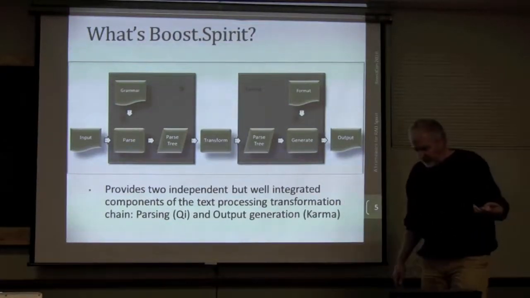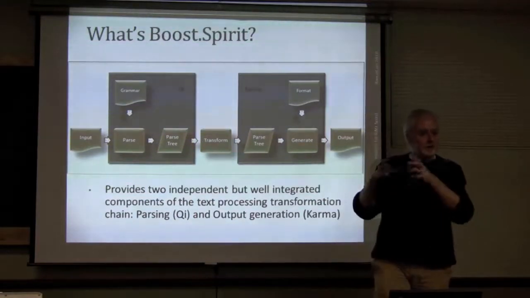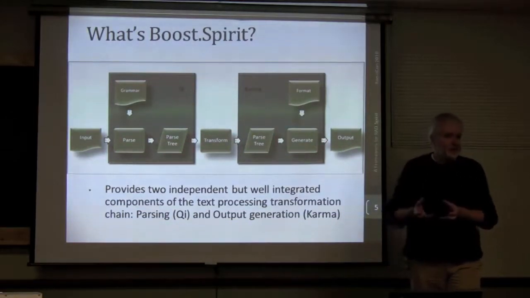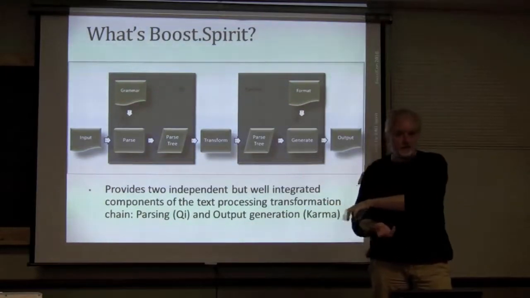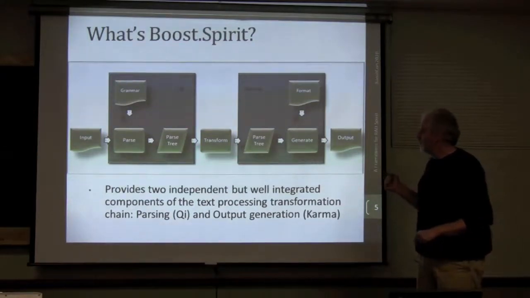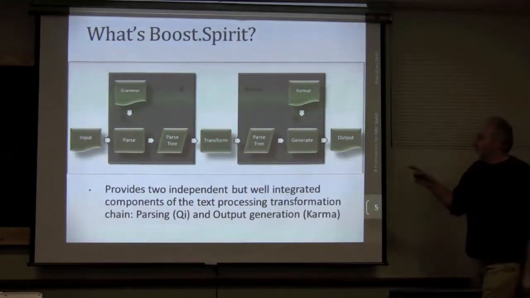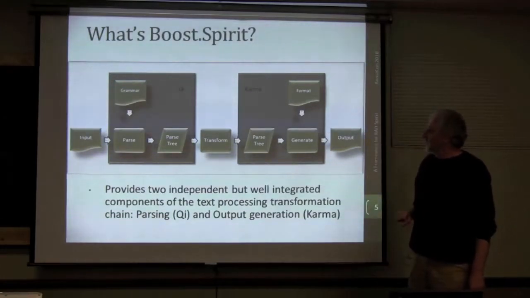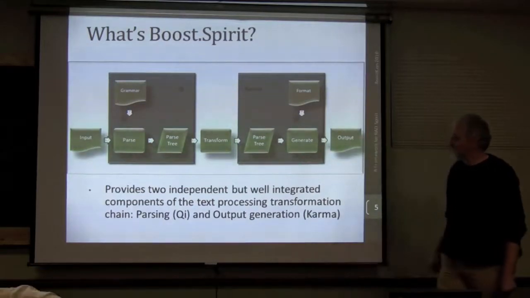If you think about your usual program, you get some input, you convert that input into some internal data representation, you do something to that internal data, and then you convert that internal data back to some output representation. If you think of that as the normal text processing or binary data transformation, you see that Qi and Karma, which are two sublibraries of Spirit, cover the input part and the output part of that whole text transformation chain.